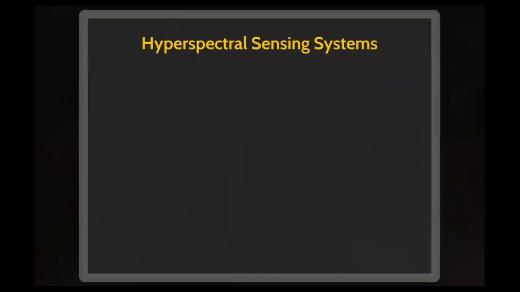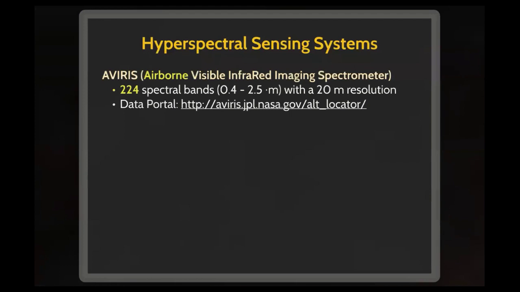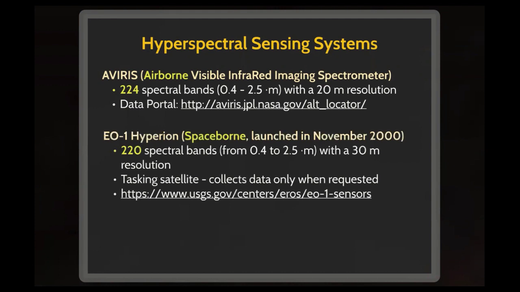In hyperspectral, we mentioned those are the sensing systems with more than 100 bands. So we have two major sources here. One is airborne, the AVIRIS, and it has 224 spectral bands, and you can download their data from their data portal. The coverage is limited, but I think if you click on this link here, it will take you to the coverage portal. You basically can see where the data are available.